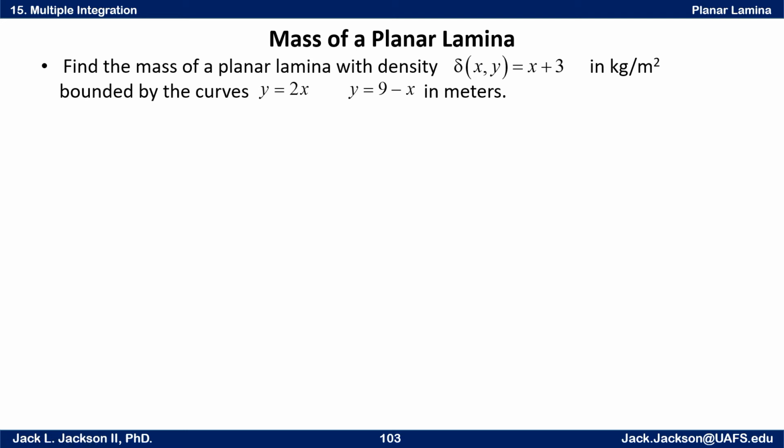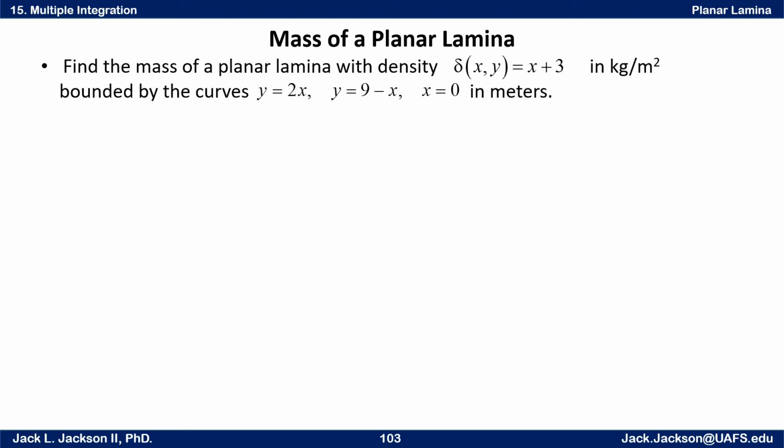So here's an example. Let's see if we can work this out. Find the mass of a planar lamina with density delta equals x plus 3, given in kilograms per square meter, bounded by the curves y equals 2x and y equals 9 minus x, given in meters, and we also want it bounded by x equals 0.